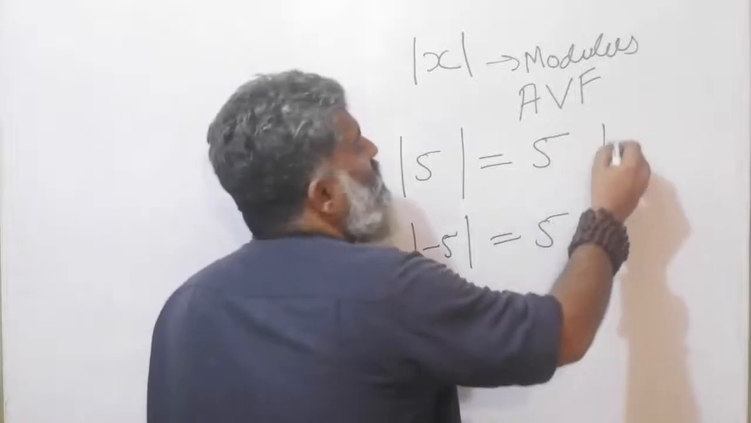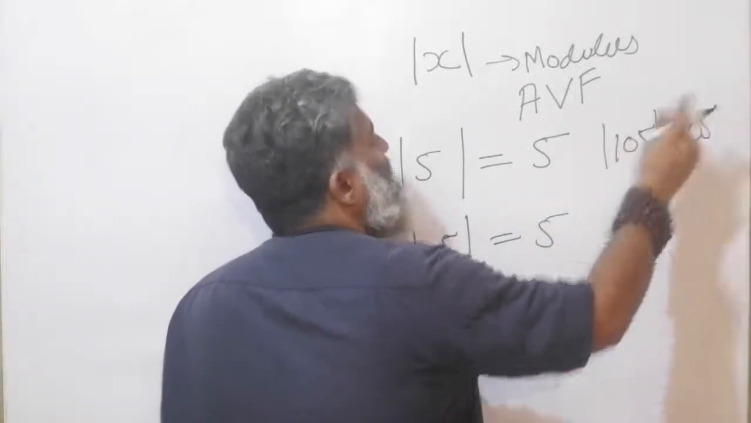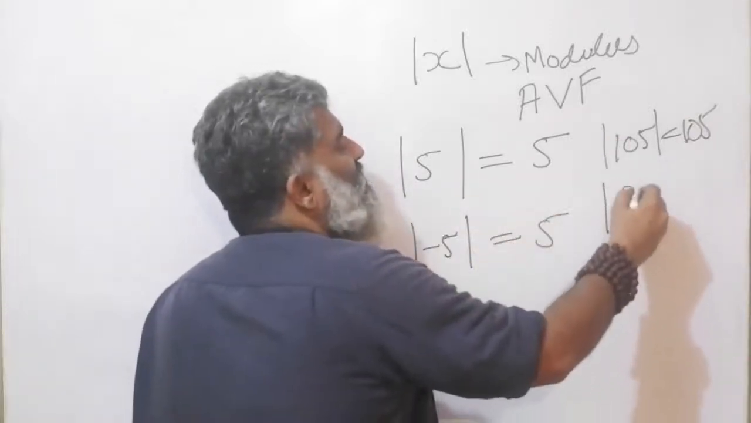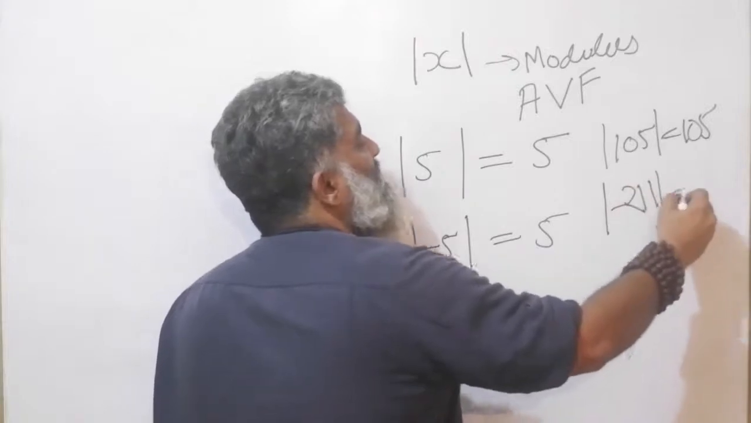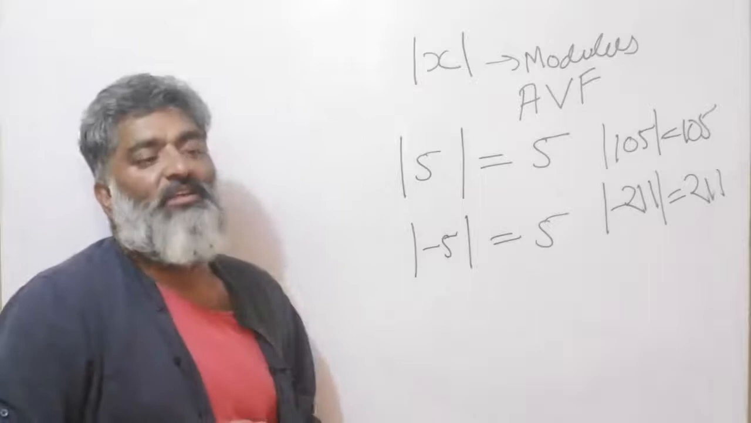So if I ask you what is modulus of 105, your answer would be 105. So that's how easy the beginning steps are. But if I say what is the modulus of minus 211, you will say it is 211. Basically the minus gets eliminated.